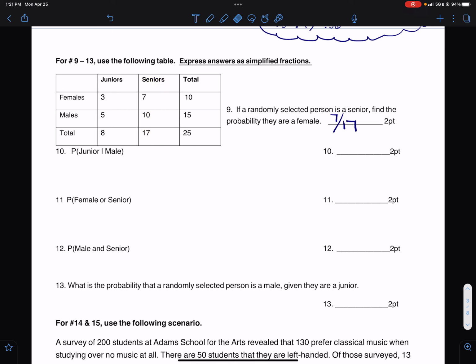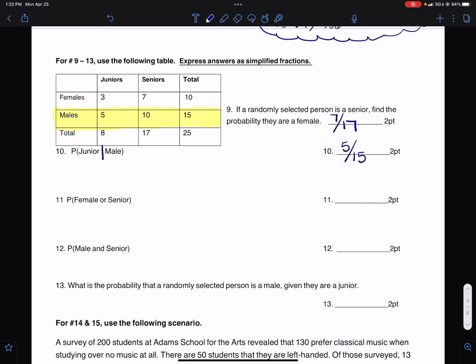Now this next one, probability of junior given a male. For this information here, they are giving us the information of the male students. Which of those that are given to us are juniors? In this case, that is going to be 5 out of 15. Again, make sure that you simplify that. I am not working on simplifying in this video, so you need to know how to do that piece. Okay? All right, next one.